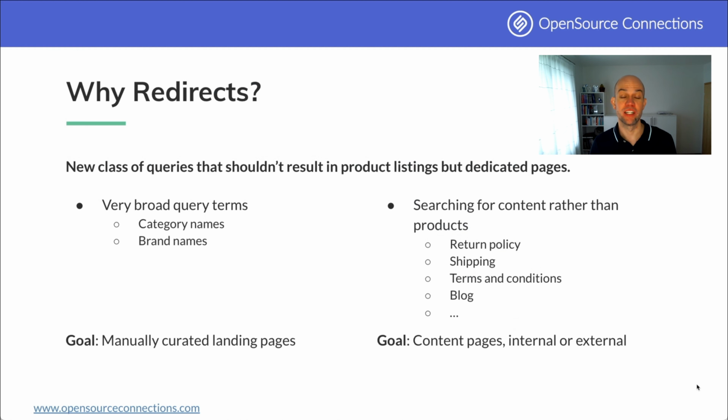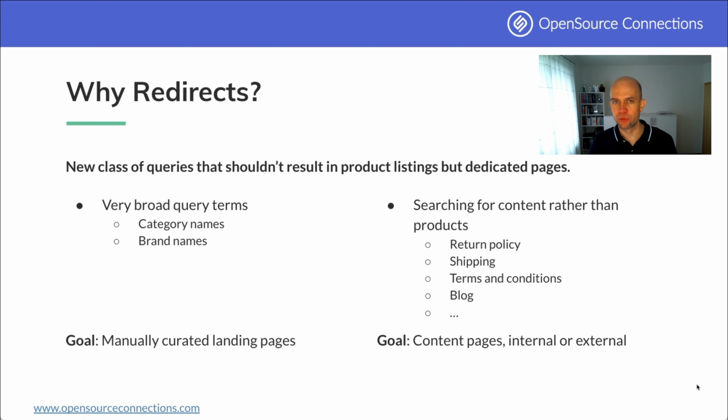Redirects can treat a new class of queries that need improvement. Queries that shouldn't really result in product listings, but rather dedicated pages. For example, users searching for very broad terms. This can be category names like computers or headphones. Or searching for brand names.